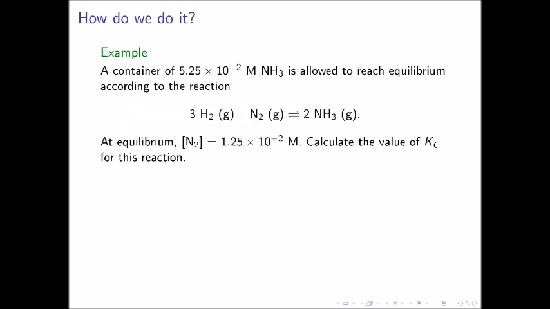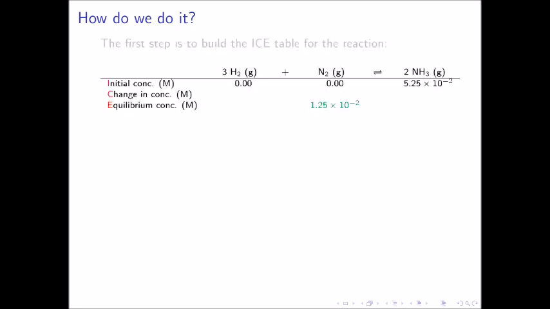In this case, we are beginning with ammonia, 5.25 times 10 to the minus 2 molar. The only equilibrium concentration we have is the concentration of nitrogen, which is 1.25 times 10 to the minus 2 molar. We can substitute these two values into our table. It is clear that we have no indication of the concentrations of H2 or N2 initially, and so we must take these two values to be 0.